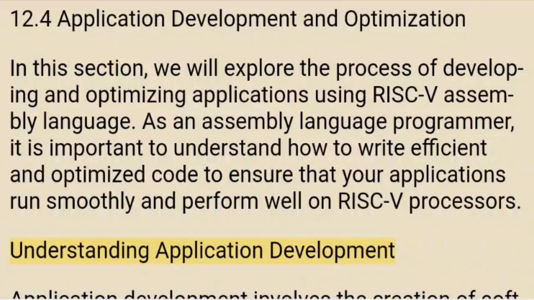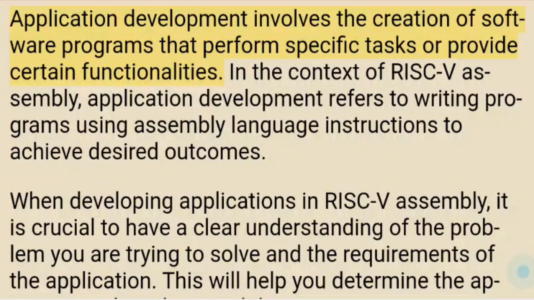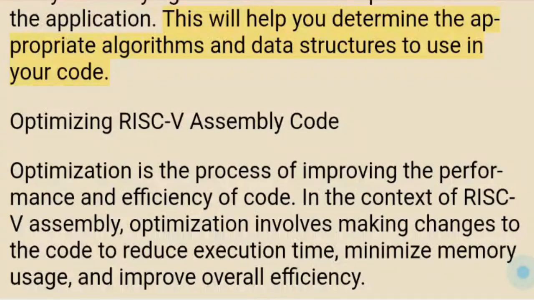Understanding application development. Application development involves the creation of software programs that perform specific tasks or provide certain functionalities. In the context of RISC-V assembly, application development refers to writing programs using assembly language instructions to achieve desired outcomes. When developing applications in RISC-V assembly, it is crucial to have a clear understanding of the problem you are trying to solve and the requirements of the application.